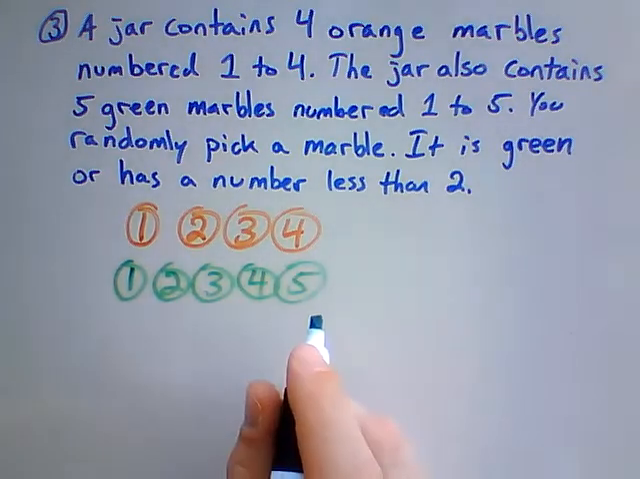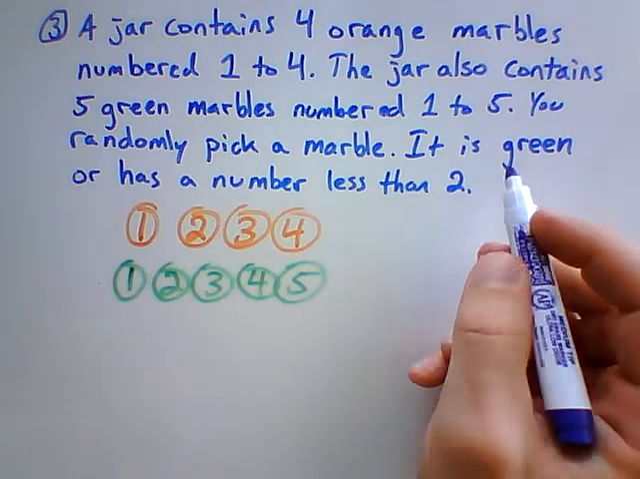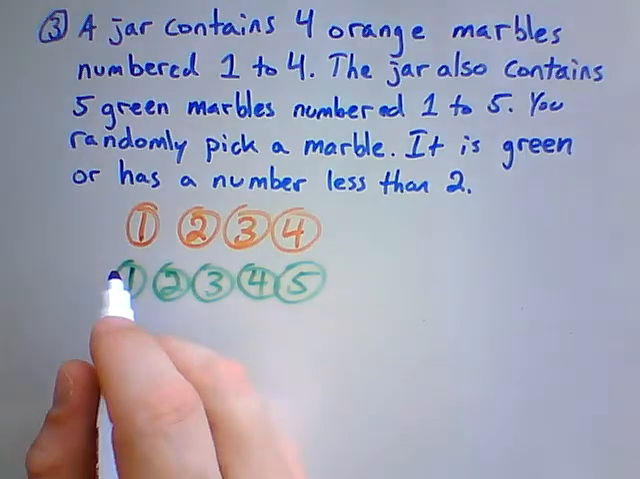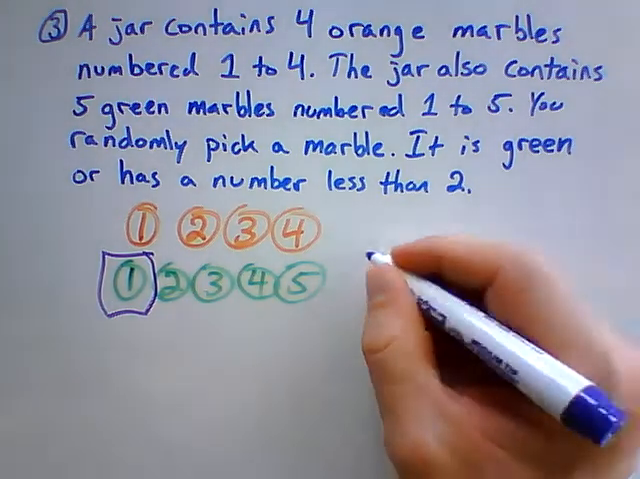Now this becomes so much easier. Is it mutually exclusive or not? We're going for green with a number less than 2. Found one that is both green and less than 2.